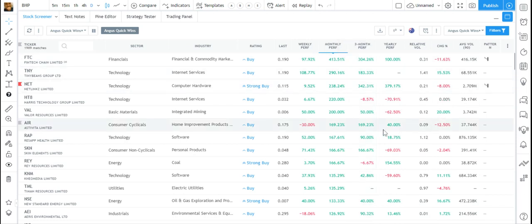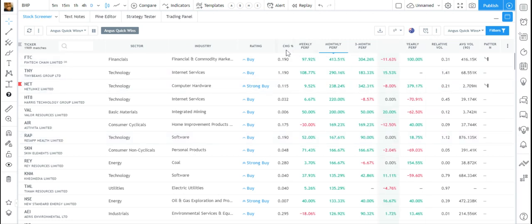Right, and so this is pretty much how I like to have it set up for these types of scans. Change needs to go across to the front of the queue.